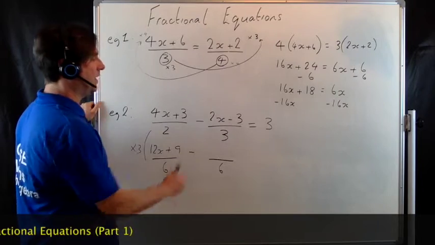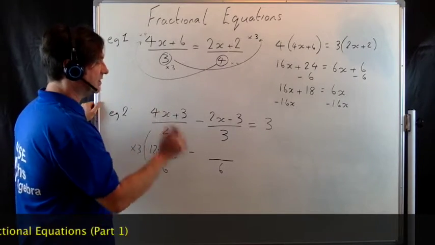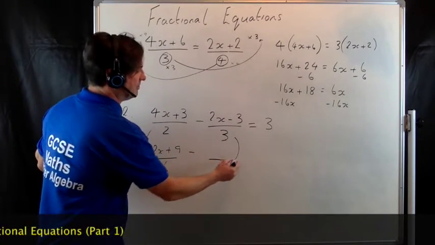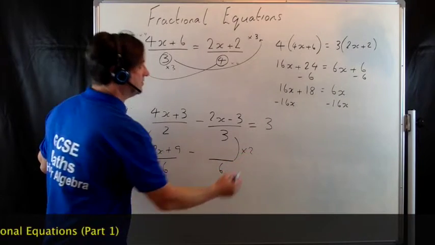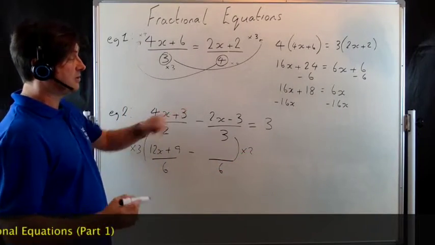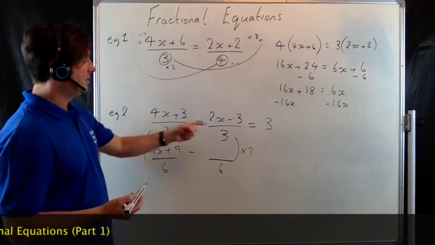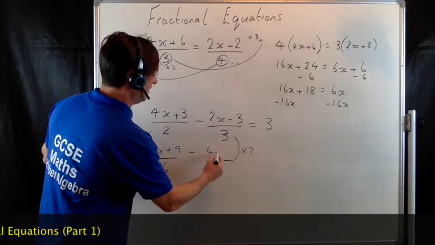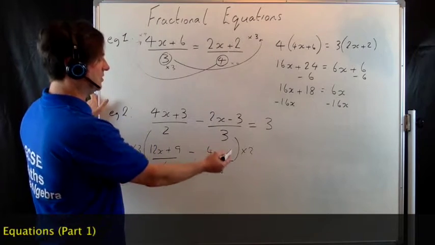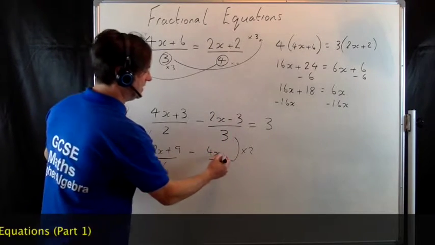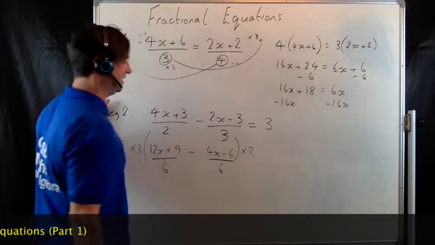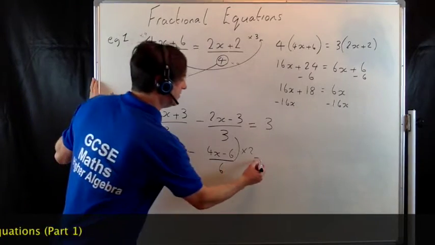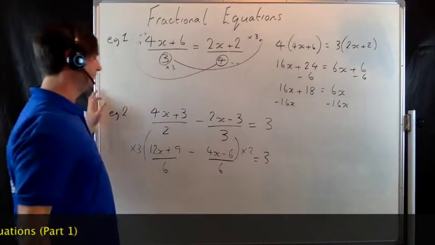And then I've got to take away the second part. So what have I done to the 3 to get to 6? Well, I've timesed it by 2. So I need to multiply the top of this one by 2 as well. So 2 times 2x gives me 4x, and 2 times minus 3 gives me minus 6. Now that still equals 3.